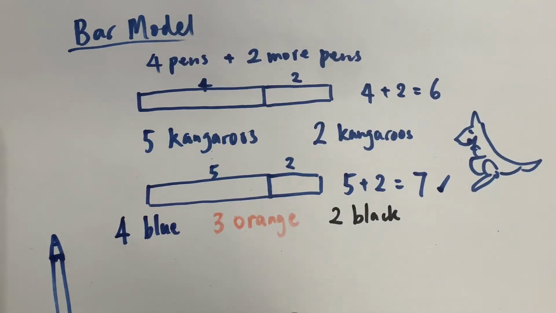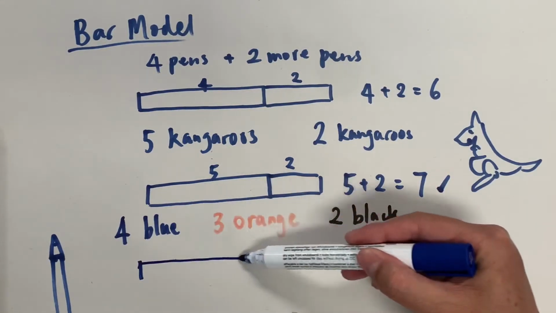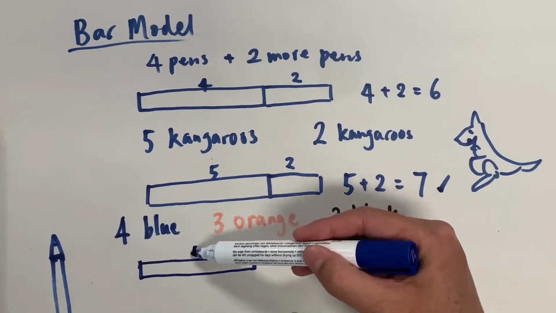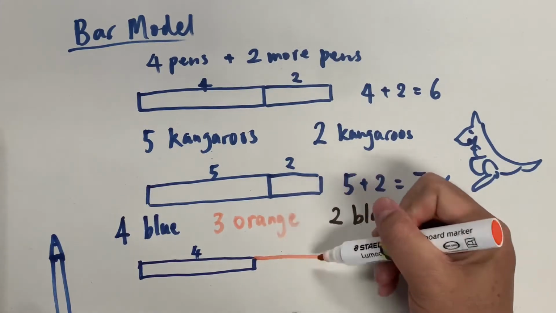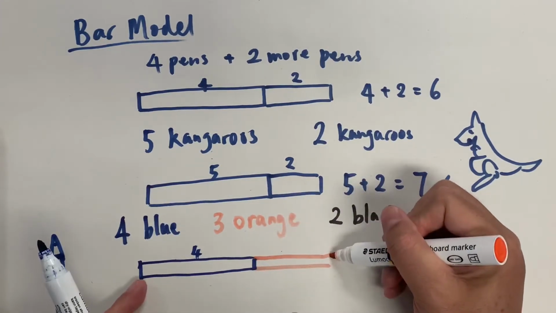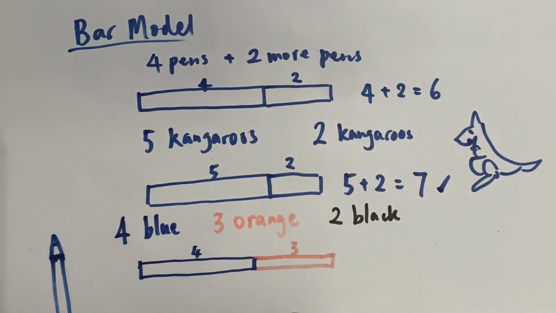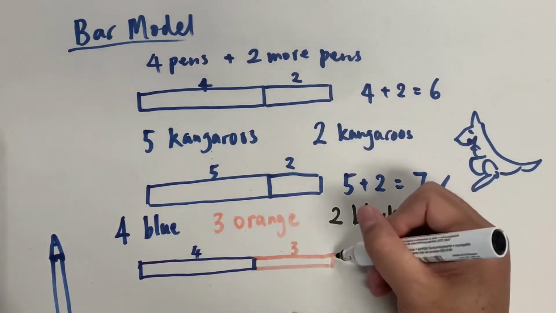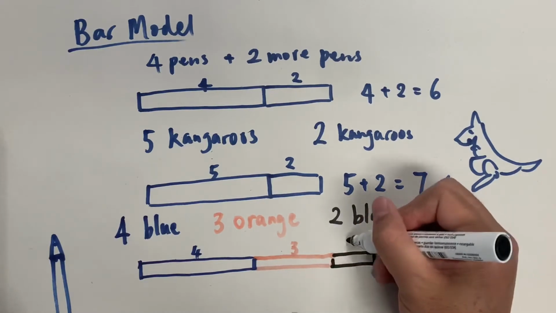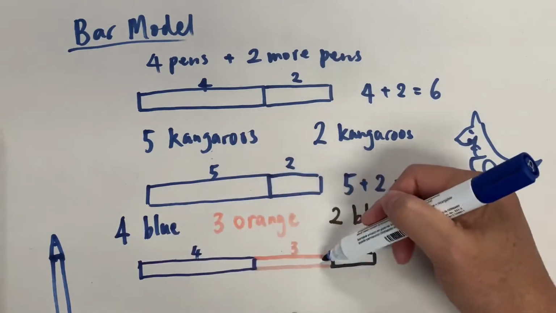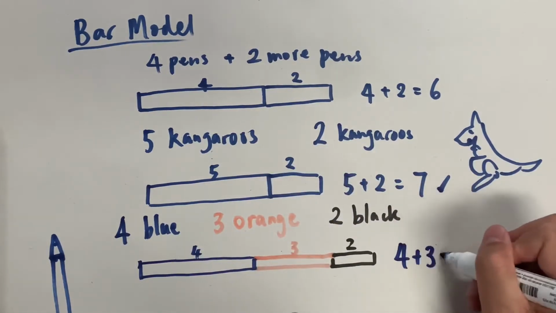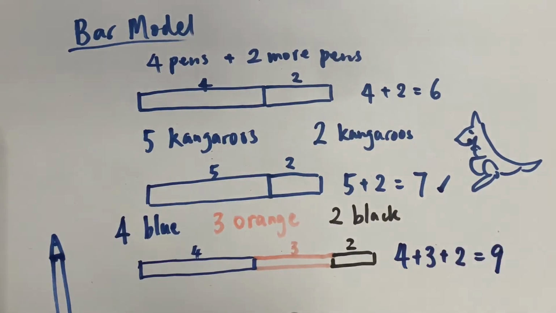Okay, so let's do this. I have 4 blue. 4. Then I have 3 orange. So it should be smaller than this. 3. Then I have 2 black pencils. 2. So if I add them all together, 4 plus 3 plus 2 equals 9. So simple, hopefully. How did you go?